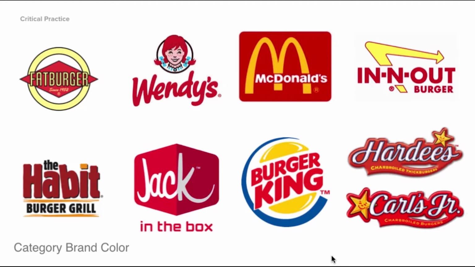Each one of these has its own brand and positioning within the fast food burgers and fries marketplace, but they're very different. And so McDonald's uses a warm yellow and a warmer red. In-N-Out uses a darker red and a more neutral yellow in terms of temperature. Burger King is warm compared to In-N-Out, but it's not as warm as McDonald's.